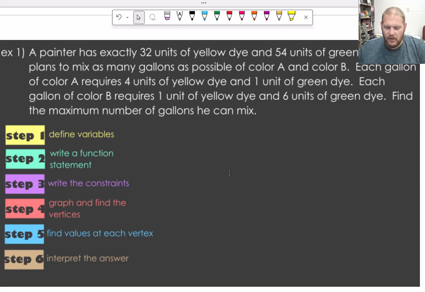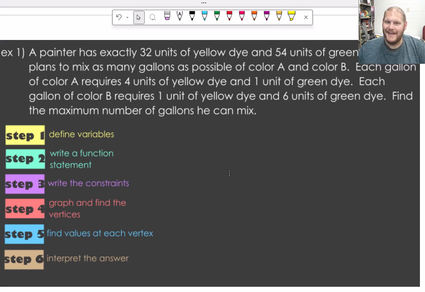So let's start off by taking a look at what this description is giving us. For number 1, we've got that a painter has exactly 32 units of yellow dye and 54 units of green dye. He plans on mixing as many gallons as possible of color A and color B. Each gallon of color A requires 4 units of yellow dye and 1 unit of green dye. Each gallon of color B requires 1 unit of yellow dye and 6 units of green dye. Find the maximum number of gallons that he can mix.